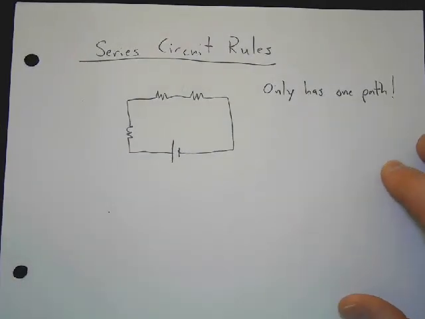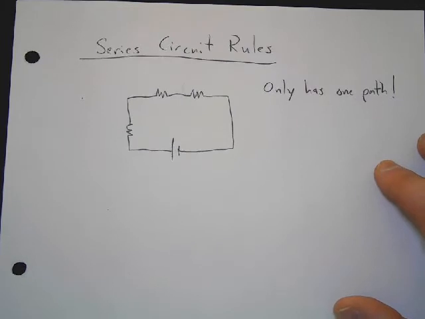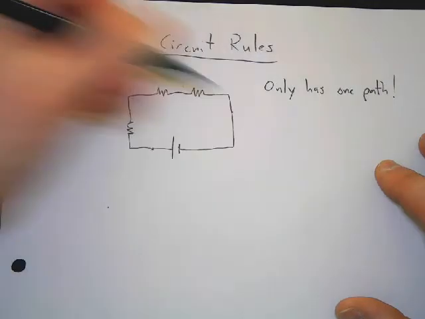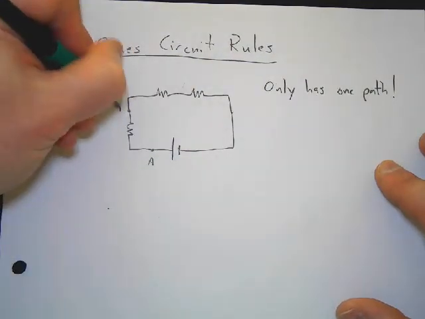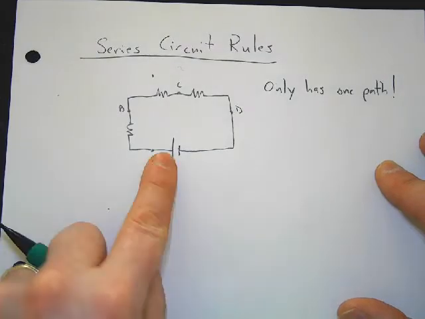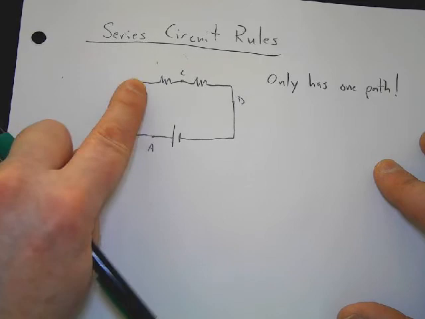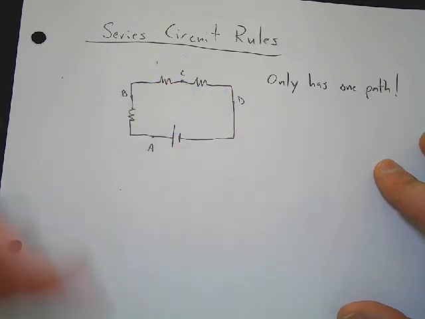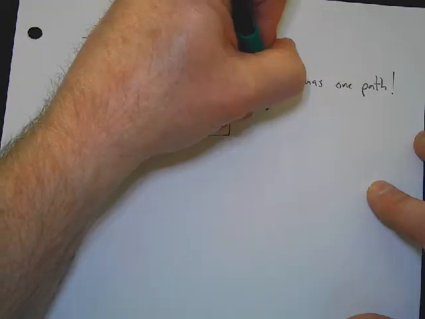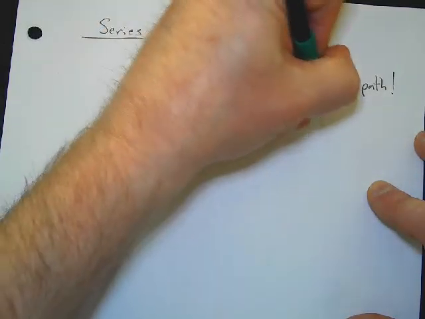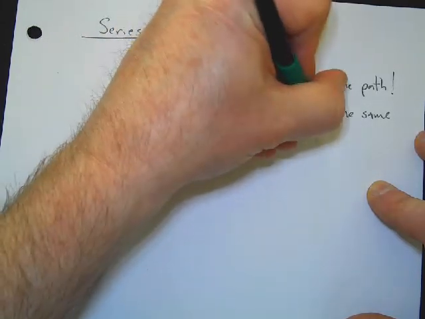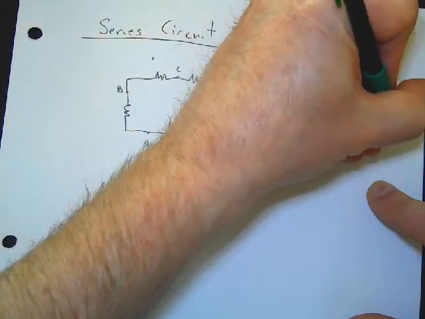Anyway, there's only one path. Because there is only one path, we know that there are no junctions. That means if I label some random points in my circuit, the current flowing here has to be the same as going through this resistor, and the same as going through here, and there, and there. So in a series circuit, because there is only one path, current is the same everywhere in a given circuit.